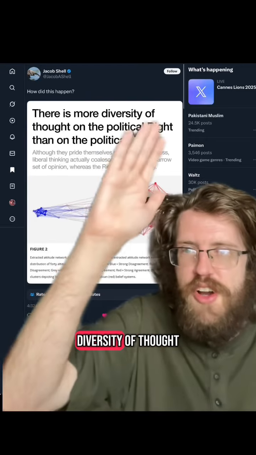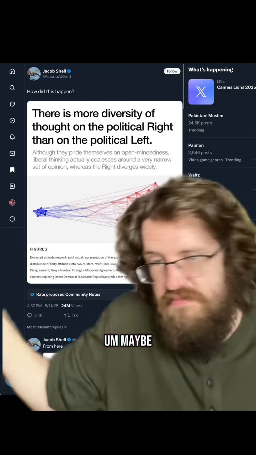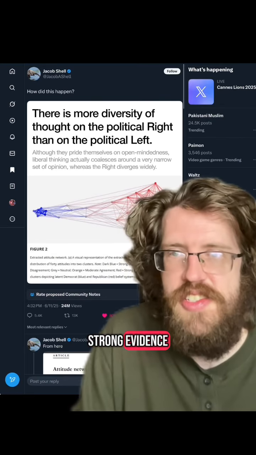So is there more diversity of thought on the political right than on the political left? Maybe. I don't know. I don't think this paper really shows that. That's not that strong evidence.